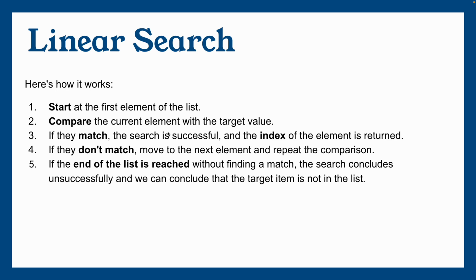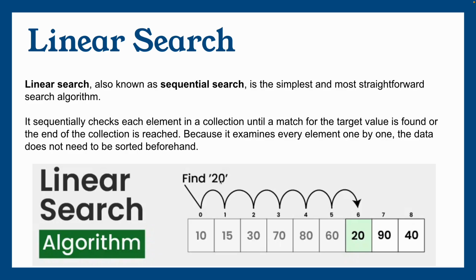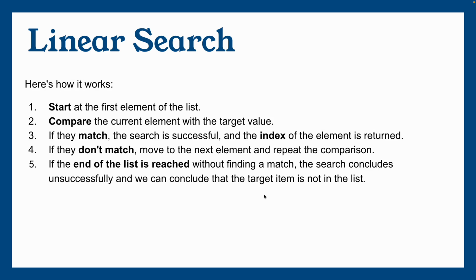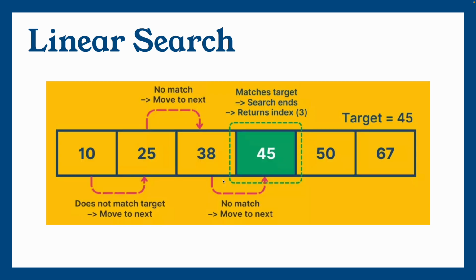Now, if the search is not successful, if they don't match, we move to the next element and repeat the same step, the same comparison. So check to see if the value at index 1 matches 20. It doesn't, so we go to the next one, and so on and so forth. If the end of the list is reached without finding a match, we conclude the search unsuccessfully and we can say that the target item is not in the list.